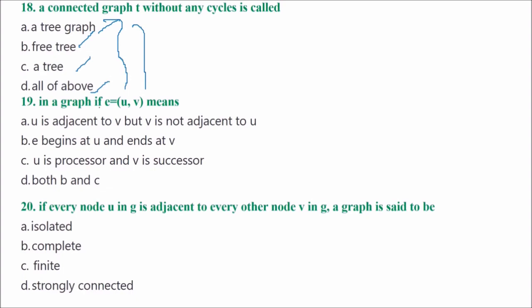In a graph, if E = (U, V) means what? Please read these and try to answer. Let us see. U is adjacent to V, but V is not adjacent to U. This is wrong. E begins at U and ends at V. This is correct. U is predecessor, V is successor. This is also correct. So we'll go with D, both B and C. Next, if every node U in G is adjacent to every other node V in G, a graph is said to be what?